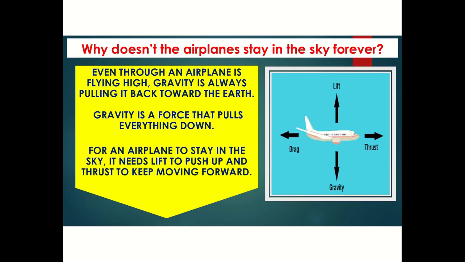Why doesn't the airplane stay in the sky forever? Even though an airplane is flying high, gravity is always pulling it back toward the Earth. Gravity is a force that pulls everything down. For an airplane to stay in the sky, it needs lift to push up and thrust to keep moving forward.